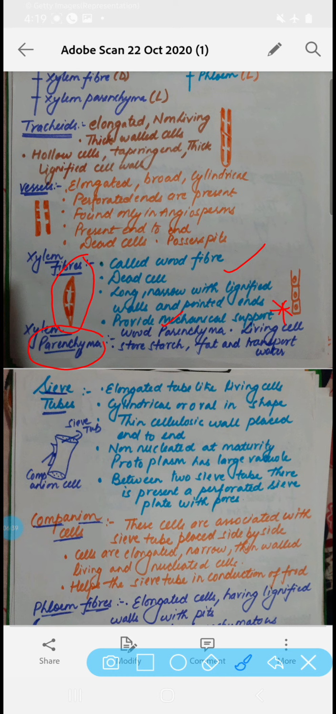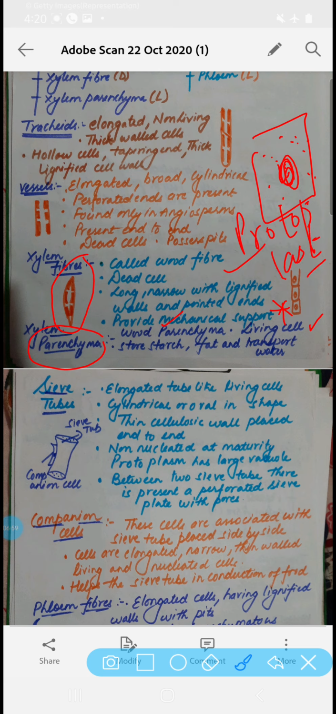This parenchyma, this xylem parenchyma, is living in nature. So how can we say that a cell is living? When it has a nucleus as well as cytoplasm. When any cell has a protoplast present, then we can call it living. So this wood parenchyma has a nucleus as well as cytoplasm, which combine to form the protoplasm.